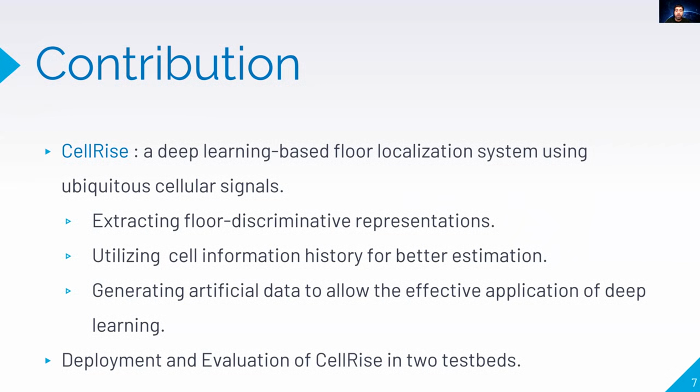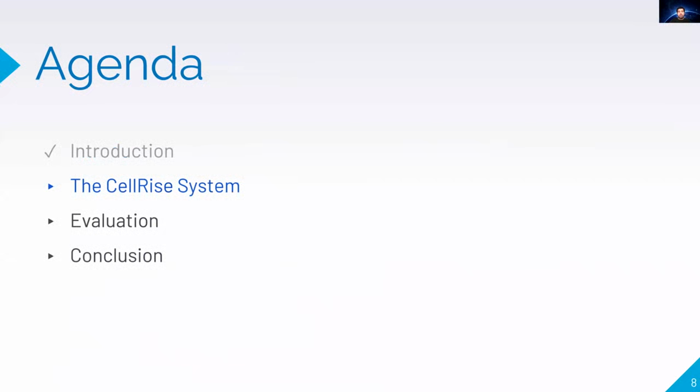These representations are then fed to a recurrent neural network that learns from the history, or sequential changes, in signals to estimate the user floor. Additionally, CellRise incorporates a module to process and generate artificial data to allow the effective application of deep learning. Finally, we deployed CellRise in two realistic indoor environments. This is our agenda for today, and I'm going now to describe the details of CellRise.